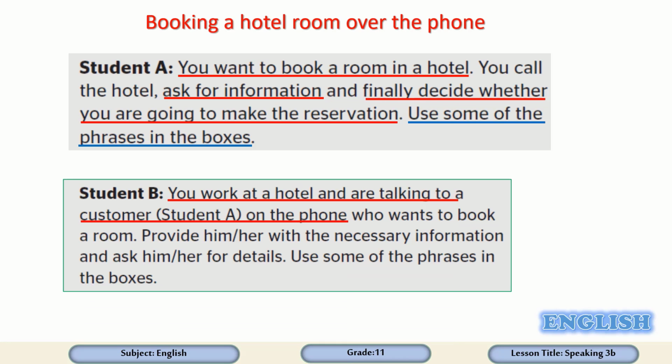If you choose the second role, imagine that you work at a hotel and are talking to a customer who wants to book a room. You are going to provide the customer with the necessary information and ask him or her for details. Also, we are going to use some of the expressions and phrases in the boxes, page 47, to construct your role.